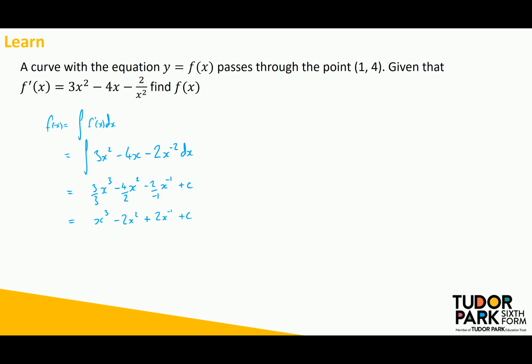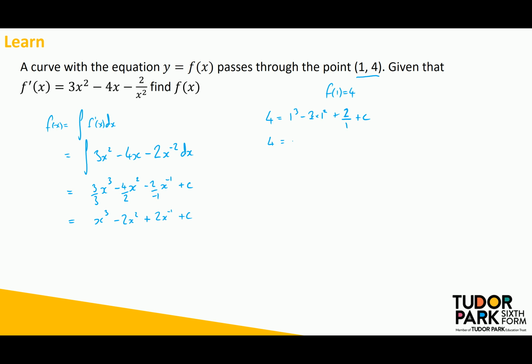Now what do I know? I know it passes through the point 1, 4, that is to say that f of 1 is 4. So this is the key information that I use now to say if I evaluate this function at 1, I get 4. So 4 should be 1 cubed minus 2 lots of 1 squared plus 2 over 1 plus my constant. And what does that give me?